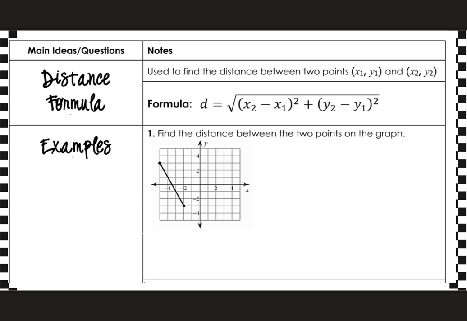So first we're going to look at the distance formula. It is used to find the distance between 2 points, (x, y) and (x, y). So the formula is there. You can see you take the difference in your x's and square it, and you take your difference in your y's and then square that, and then you take the square root of the whole thing. So that looks suspiciously like the Pythagorean theorem.